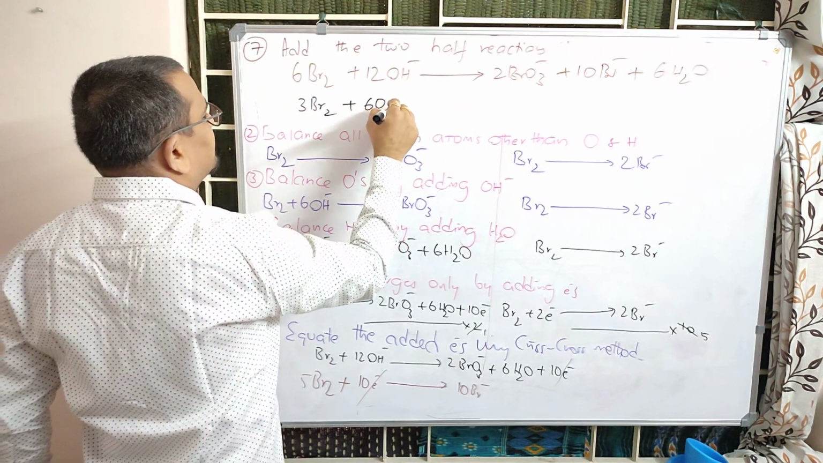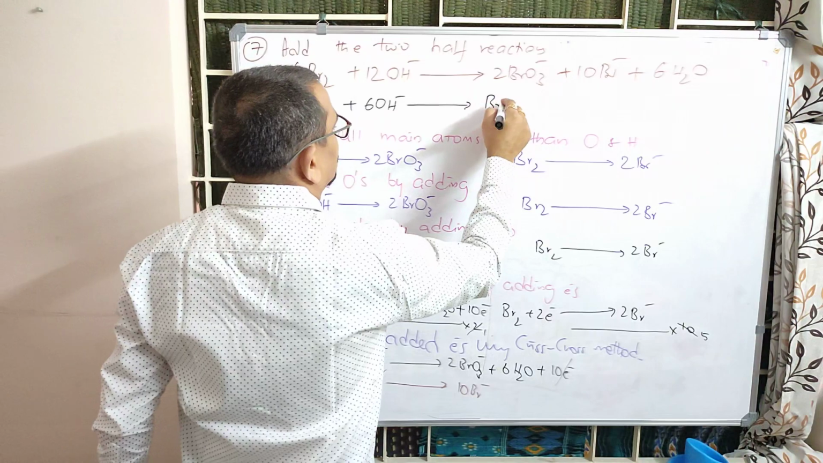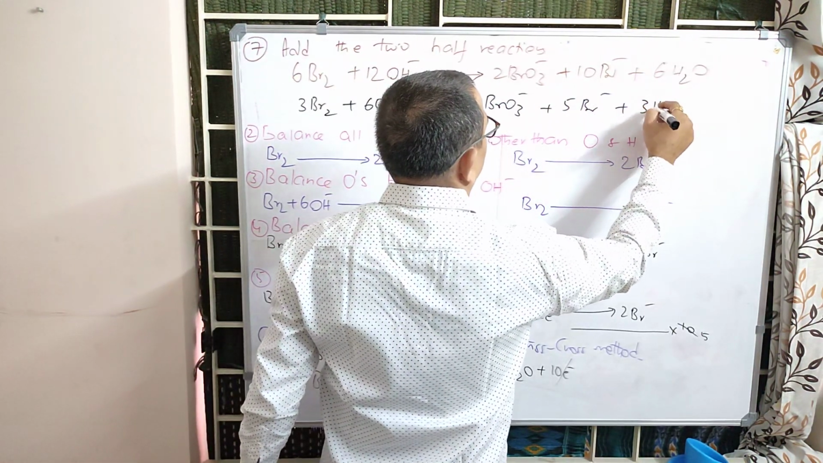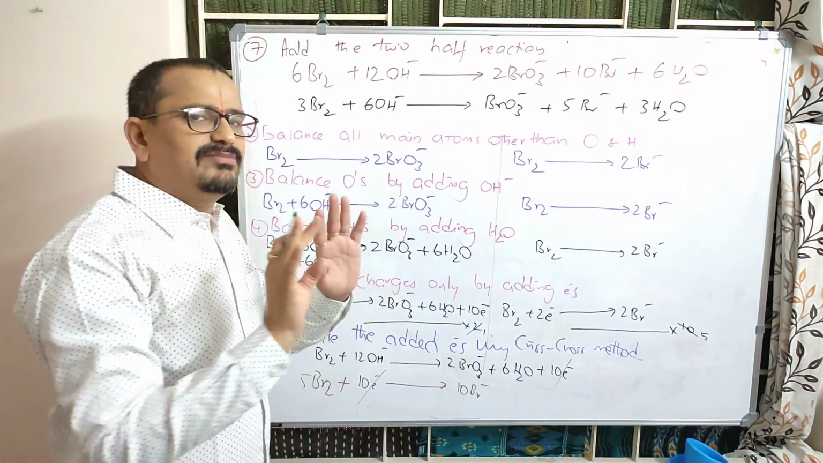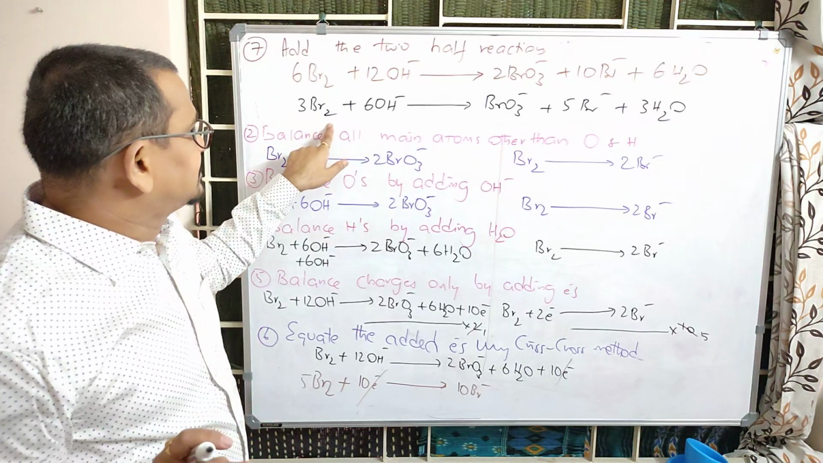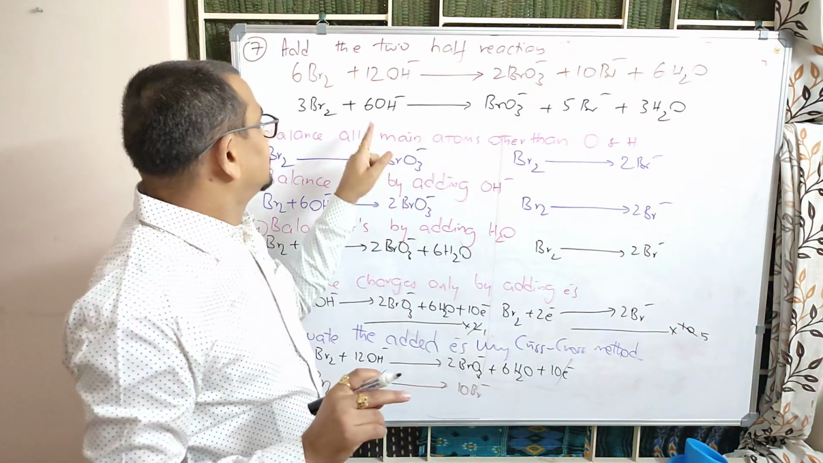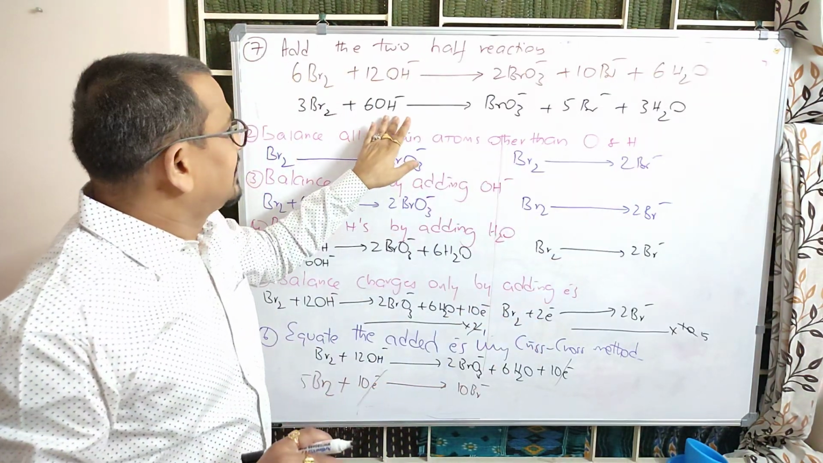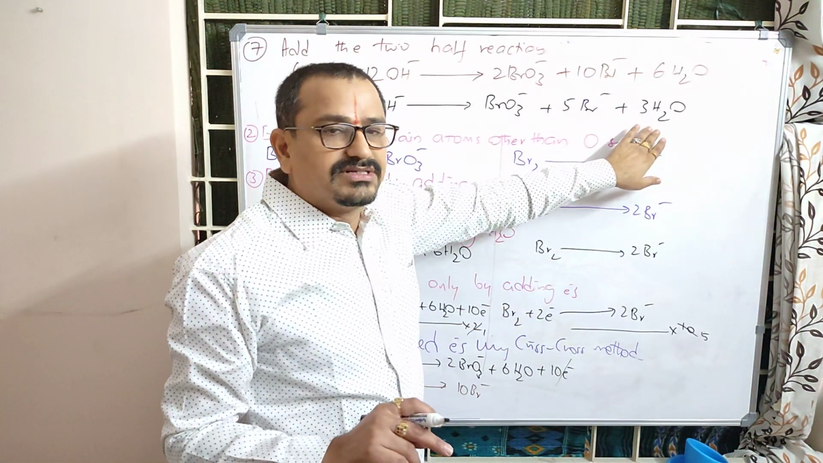3Br2 plus 6OH minus gives rise to BrO3 minus plus 5Br minus plus 3H2O. Now you can see all atoms are balanced. 6 bromines: 1 plus 5, 6 bromines. 6 oxygens: 3 plus 3, 6 oxygens. 6 hydrogens: 3 times 2, 6 hydrogens.